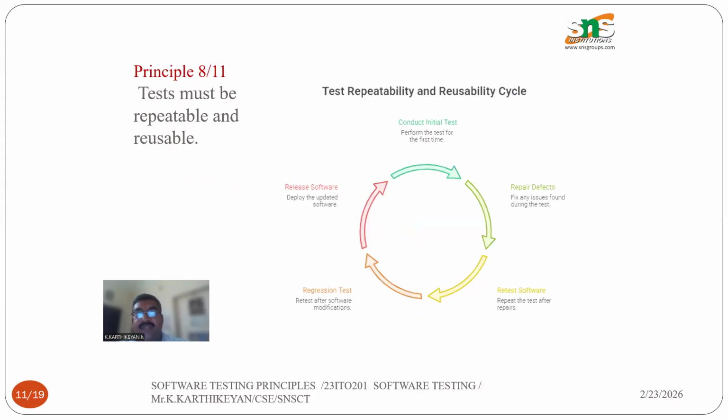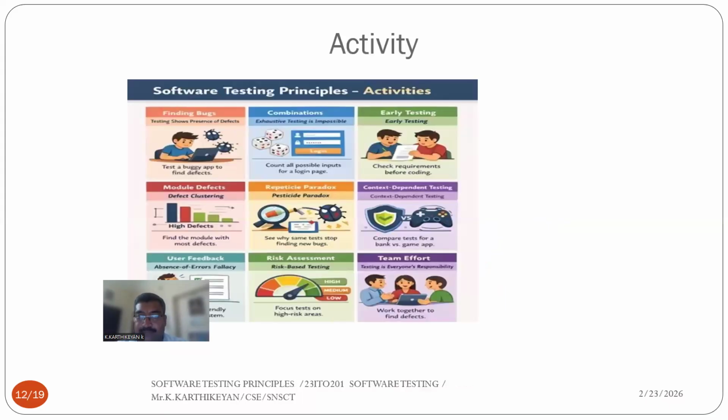So the eighth principle: the test must be repeatable and reusable. First conduct the initial test, performing the test the first time, then repair defects, fixing any issue found during the test. Retest the software and repeat the test, further repair, the regression test. Regression means number 1, 2, 3, 4, 5, n number of processes. Find out your answers, check and complete your process, and release the software, deploy, update the software in the area. So this is my activity.